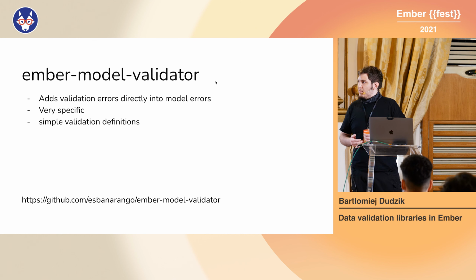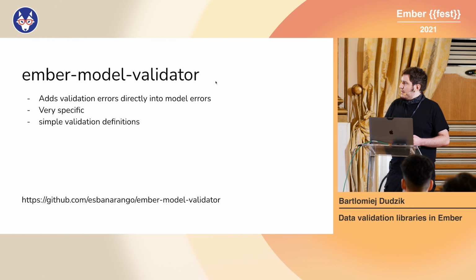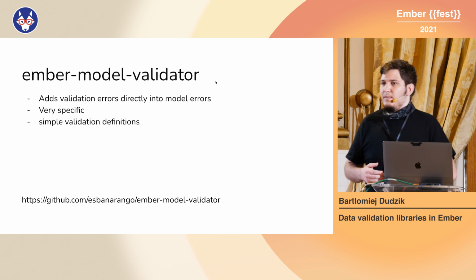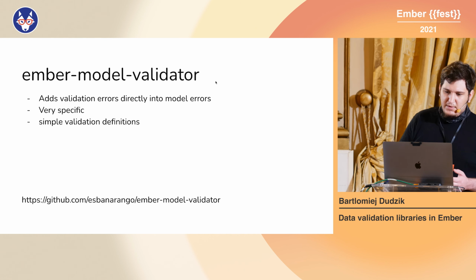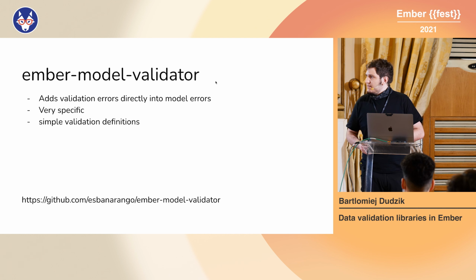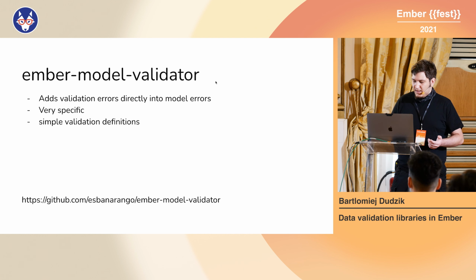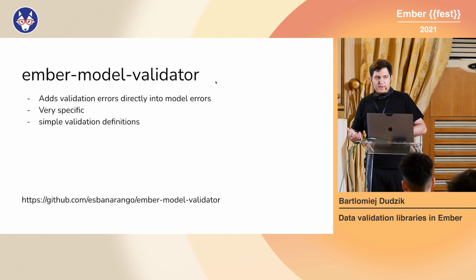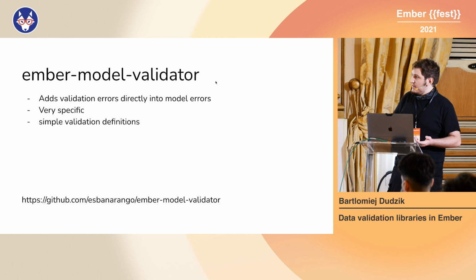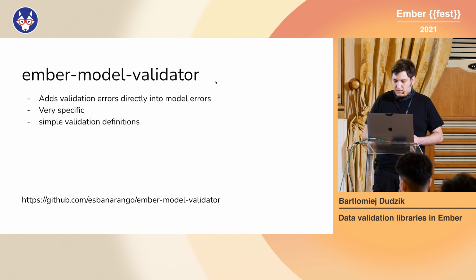And why is that bad? If you receive errors through the network, they will be appended to that list, but we are also appending validation errors into that. So I don't think that's generally a good idea. It'd be nice to have that split. But the good thing about it is that it has really simple validation definitions. I also included links to the repo, so you can look that up yourself later.